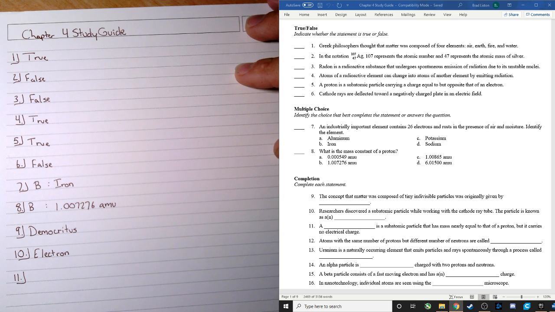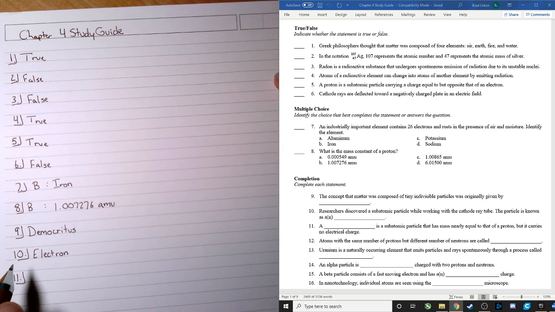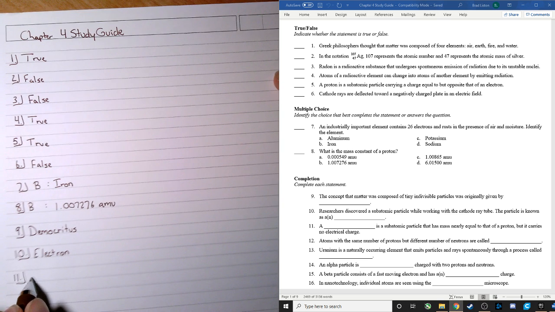All right, what is a subatomic particle that has mass nearly equal to that of a proton, but does not carry an electrical charge? So that would be a neutron. That should be self-explanatory. It's neutral, so it has no charge.